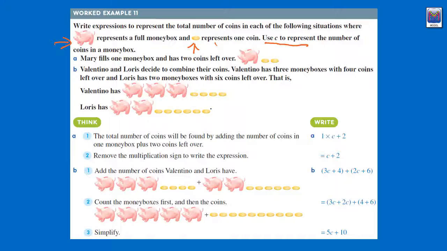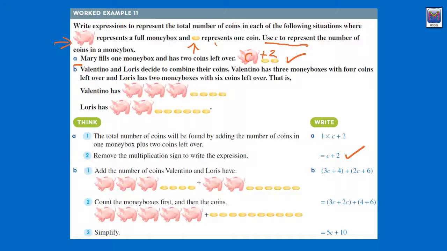So Mary fills, where are we up to, part A here? Mary fills one money box and has 2 coins left over. And we just pictured that like this. But how would we write it mathematically? Now, the little piggy there is represented by a C plus 2 coins. C plus 2, which is what we've got there.